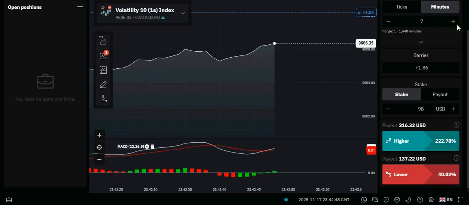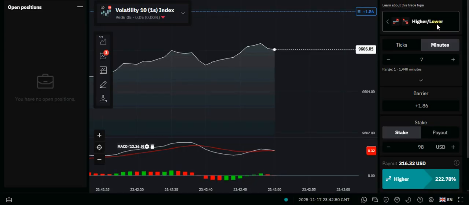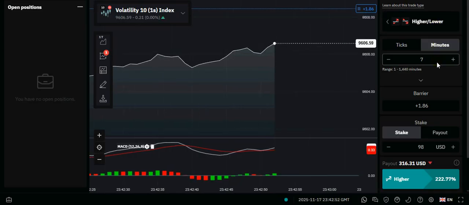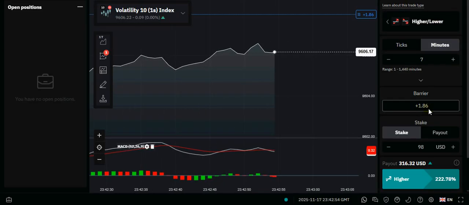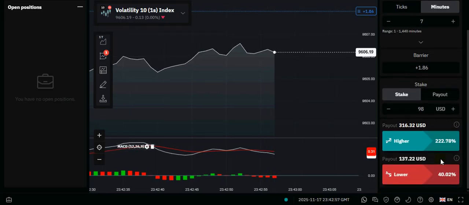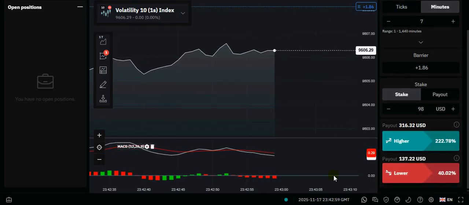Then go to this trade type here, change this to High/Low, minutes, 7 minutes, barrier offset is plus 1.86, and we're trading the lower. Enter the amount you want to stake. We're trading the lower ones.